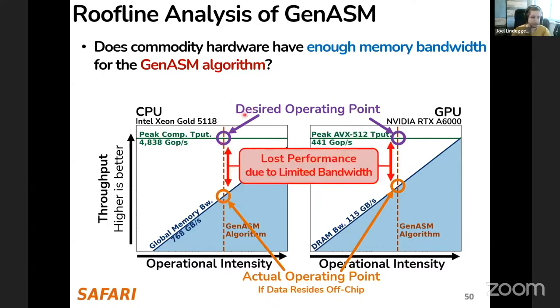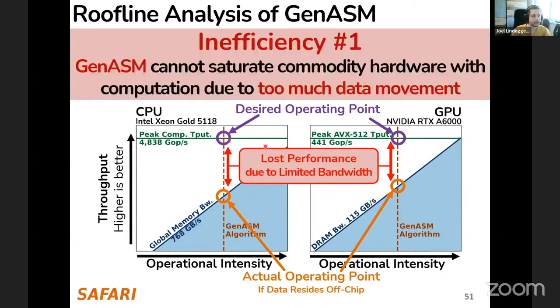If we had sufficient bandwidth, this blue line would be much higher, and the orange and the violet points would meet, but we don't have that unlimited bandwidth in commodity hardware. That's why we're losing performance. And that's the first inefficiency we observe in the GenASM algorithm. So GenASM cannot saturate commodity hardware with computation due to limited bandwidth.